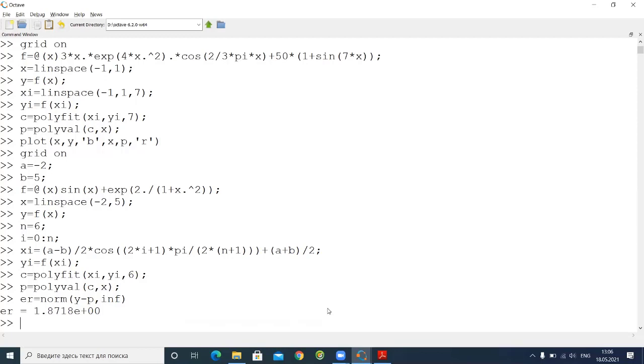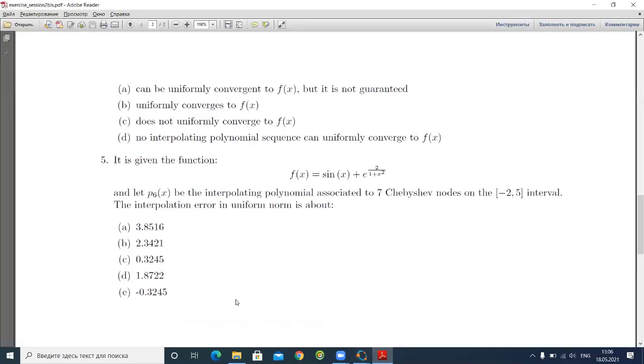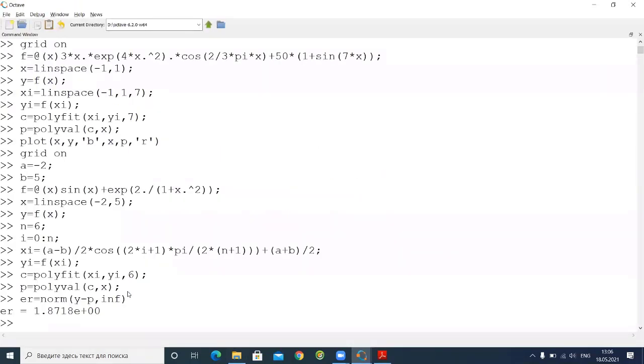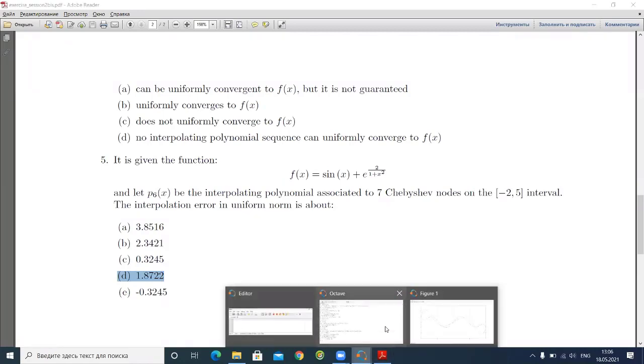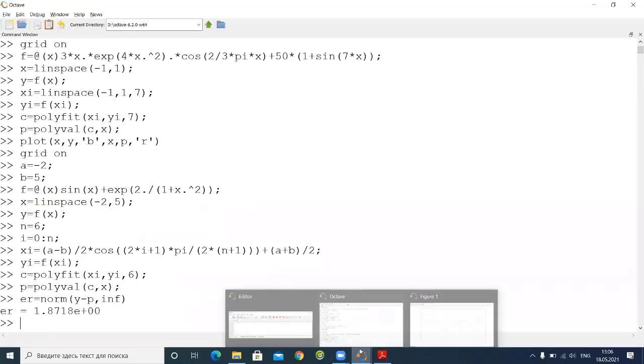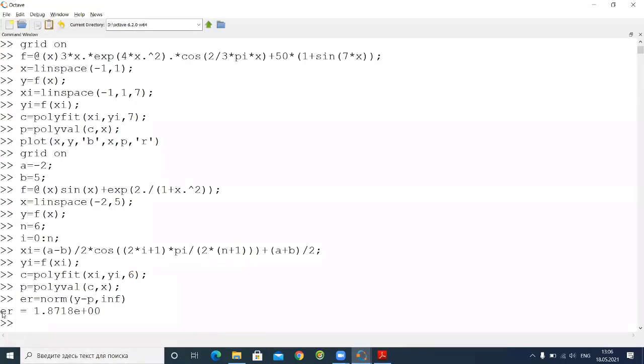So here you can see 1.8780. Do we have this number? It's about this number, D1. Is it clear how to work with multiple choice questions? This is the correct answer. Any questions?